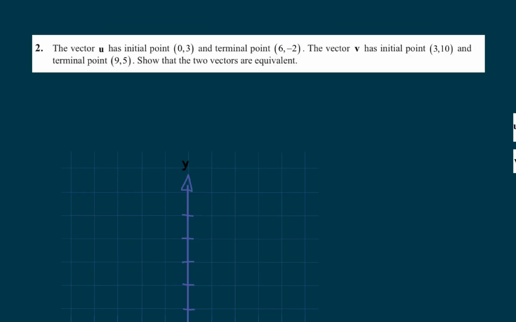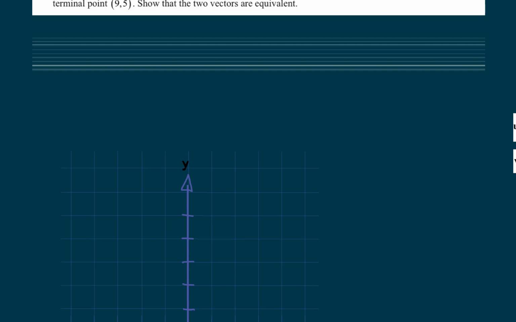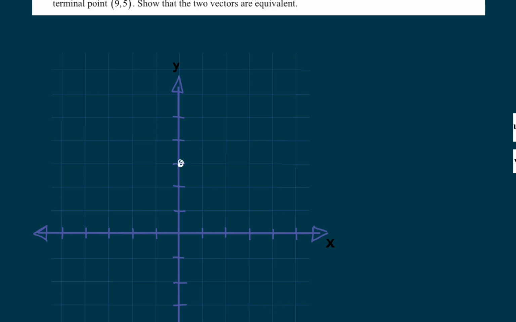Now let's solve a very similar problem. The vector U has an initial point 0, 3. You can represent the vector U whose tail is at 0, 3, so it's somewhere here. And the head is at 6, minus 2: 1, 2, 3, 4, 5, 6, and minus 2. It will go somewhere here. So the vector will be this vector.